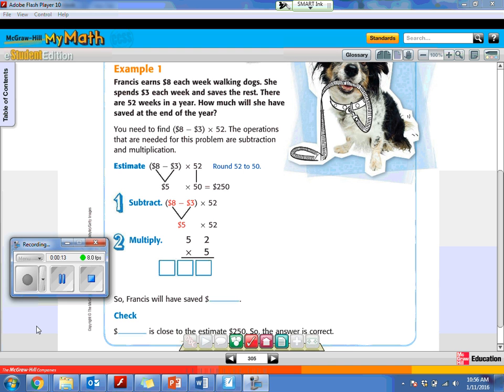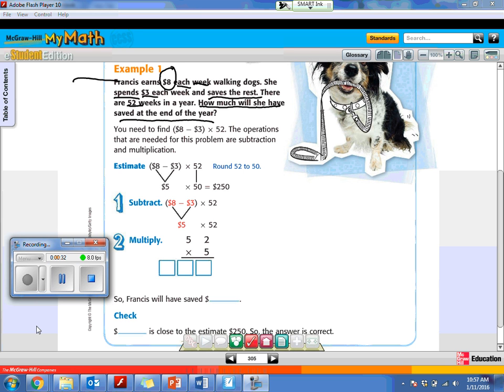It says Frances earns $8 each week walking dogs. Again, she earns $8 each week. She spends $3 each week and saves the rest. There are 52 weeks in a year. How much will she have saved by the end of the year?